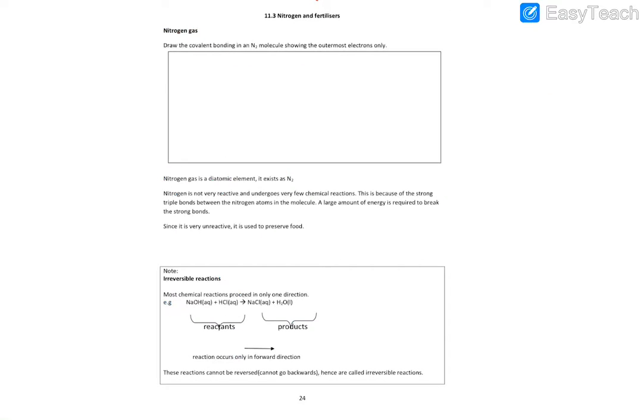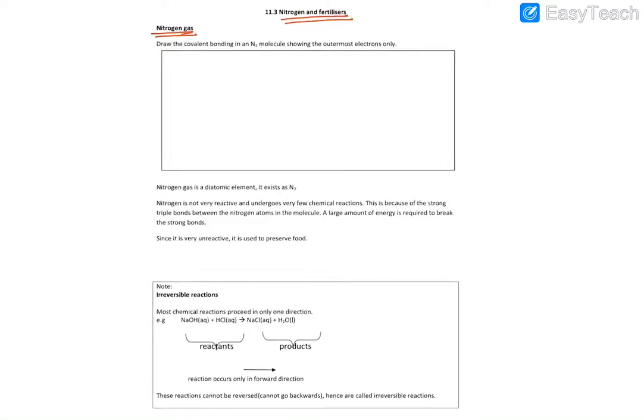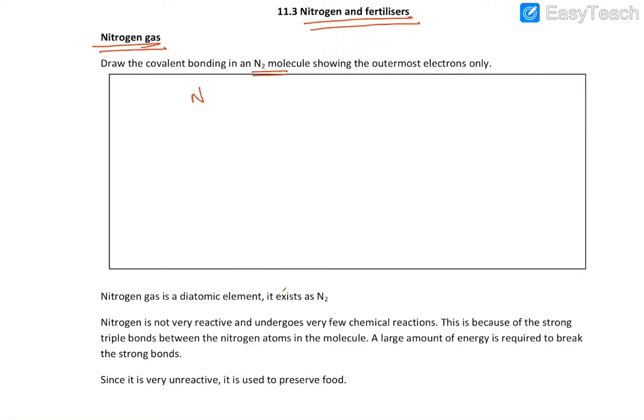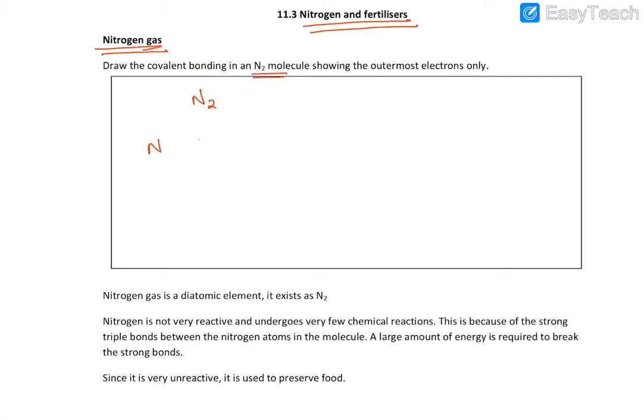Hi everyone, so today we're going to be looking at nitrogen and fertilizers. So let's first see the structure of nitrogen gas. The nitrogen molecule is N2, which means that you're going to have two atoms of nitrogen bonded together. It is a non-metal, therefore it's going to form covalent bonding. It is in group 5, which means that it has valency 3.